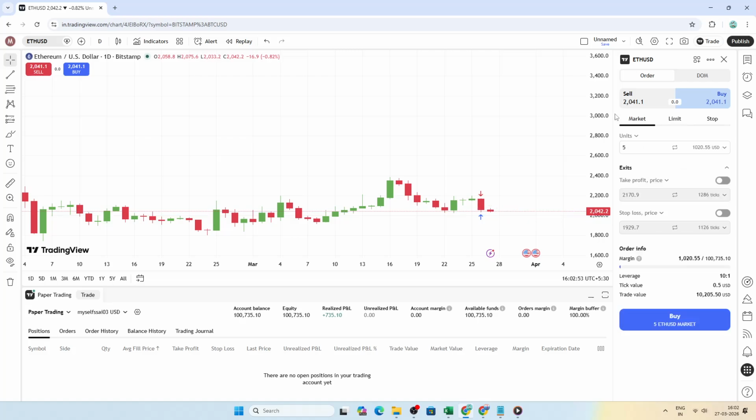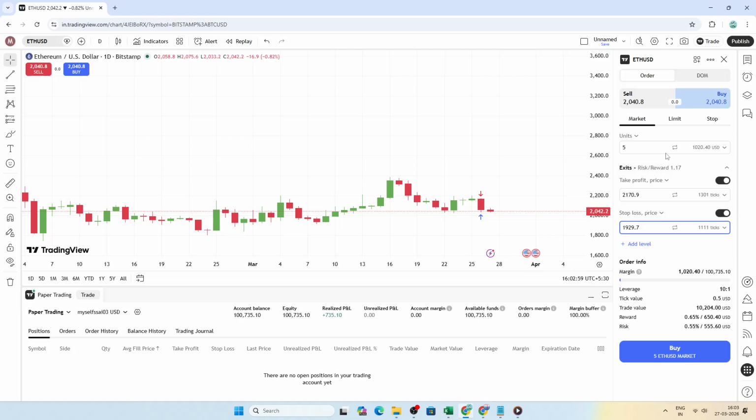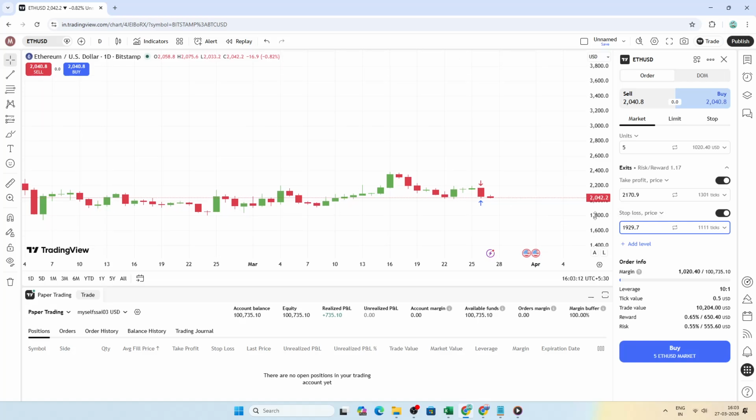Set your key parameters: quantity, take profit and stop loss. Quantity, often shown as units, controls your position size. Match it to your risk plan. Take profit lets you lock in gains at a target level, while stop loss helps cap downside if the market moves against you. Clear levels help you stay disciplined and avoid second-guessing under pressure.